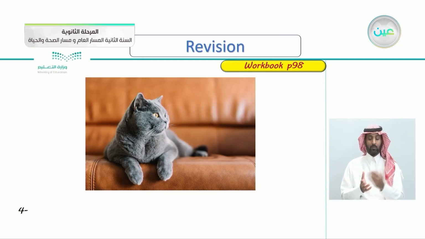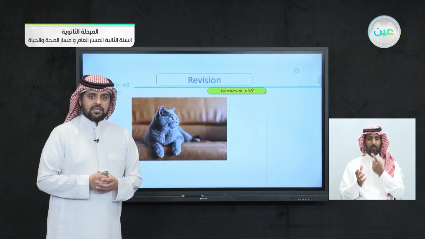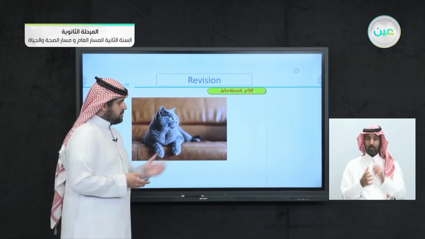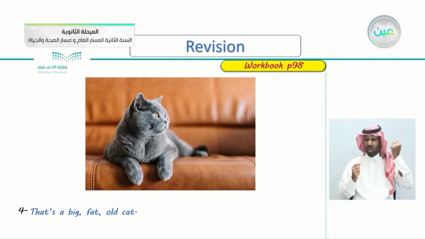The next picture here, you can see this cat. You can see in your book the picture of the cat. Can you describe the cat using 2 or 3 adjectives? Describe anything you see at the cat. Let's see what I've written here. There's a big, fat, old cat on the couch, of course. There's a big, fat, old cat. Or you can use your own adjective to describe the cat as you want.